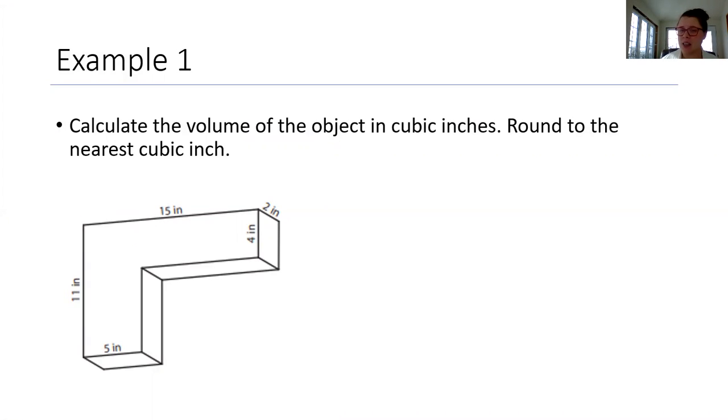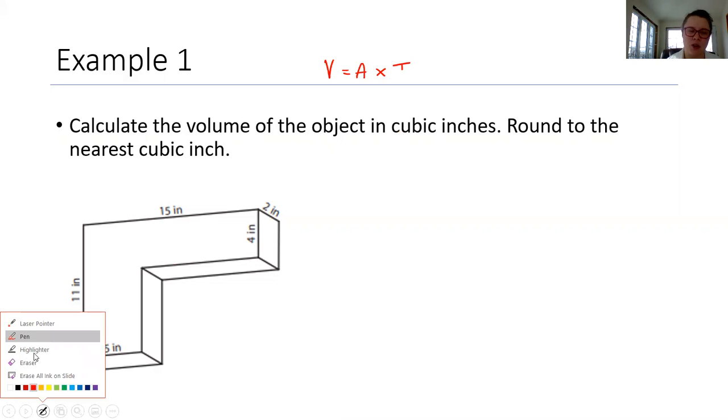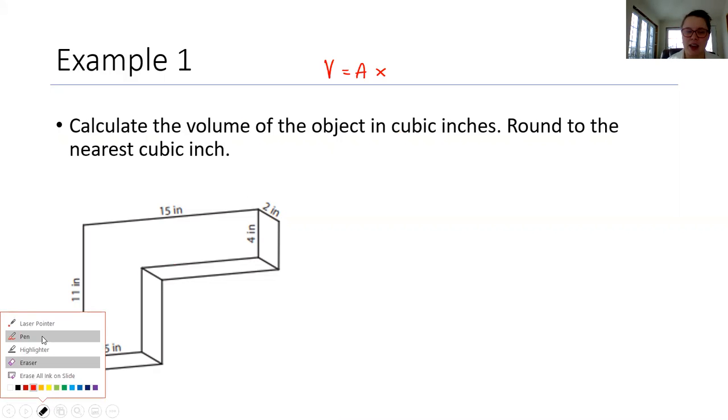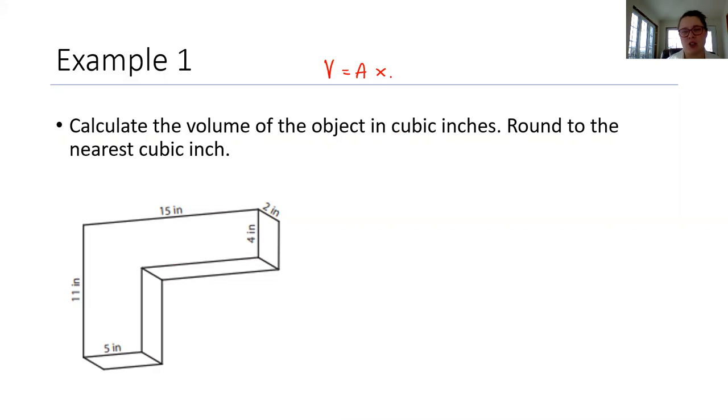So we want to calculate the volume of this object in cubic inches, and I want you to round to the nearest cubic inch. So how do you go about calculating the volume of this? This is none of the formulas we dealt with last class. Well, it is, because volume is equal to area times, I was going to use T for thickness. Depending on the context of the question, we can use height, thickness, length. There's a number of different words. So it's kind of up to you to think about which word makes the most sense for the context.